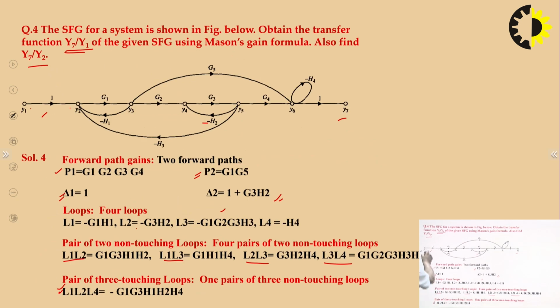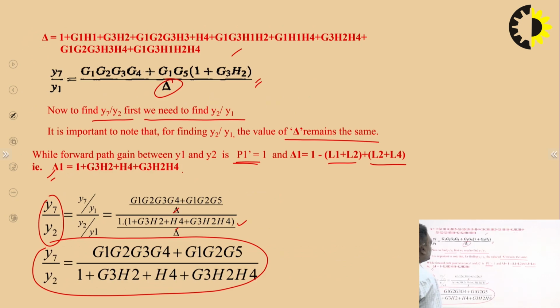And when this happens, you have to check that delta 1 will become 1 minus the sum of all individual loops. All the loops which are not touching this forward path will be considered. That's why we are obtaining this. So this is how we can calculate the value of y7 upon y2.